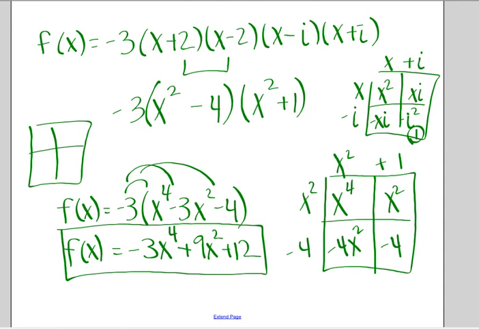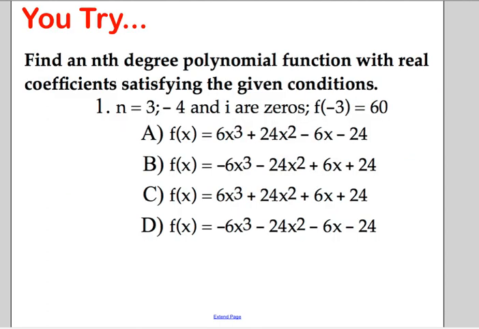If you wanted to check to make sure you did your multiplying right, you could put a 3 in for x and make sure you get negative 150 as your answer. I want you to go ahead and do the same thing for this one and bring your answers to class tomorrow. Now be careful with the wording. It says find an nth degree polynomial. And then they tell you what n equals right there. So it's a 3rd degree polynomial. So go ahead and try this and we will start class with this tomorrow.